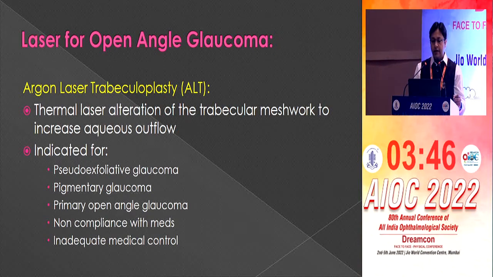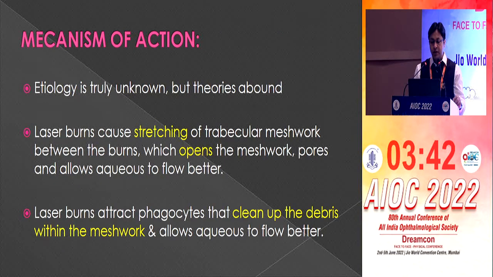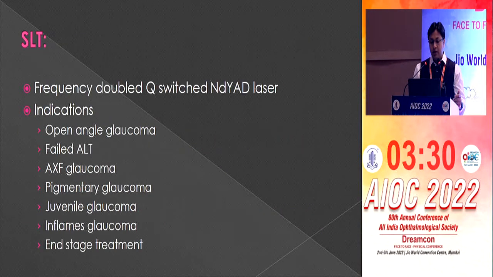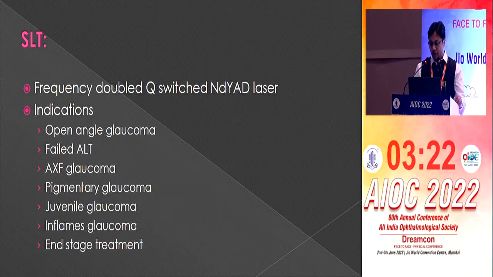Now, the laser option for advanced open angle glaucoma is the ALT, and ALT works on a slightly different mechanism, in that it helps in the stretching of the trabecular meshwork and cleans the debris from the meshwork too. And SLT is said to be much more advanced and better, because it is useful in cases of failed ALT or whatever.